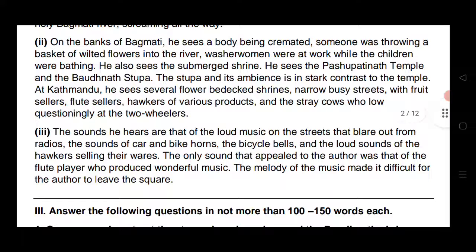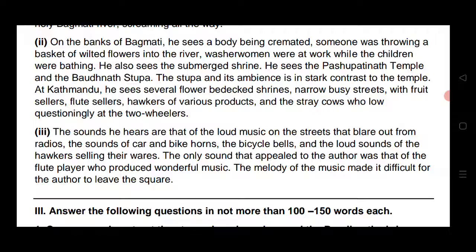On the banks of Bagmati, he sees a body being cremated. Someone was throwing a basket of wilted flowers into the river. Washerwomen were at work while the children were bathing. He also sees the submerged shrine. He sees the Pasupatinath temple and the Buddhanath stupa. The stupa and its ambience is in stark contrast to the temple.